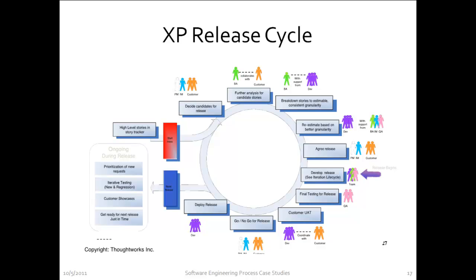Note how the stories are selected for the release and then refined and re-estimated before the release is begun. Note how the release cycle ties into or feeds the iteration cycle. Finally, note the user acceptance test at the end of the release, during which point a decision is made as to whether a particular implementation of a story goes in a release or not.